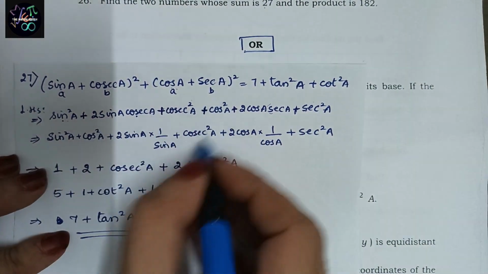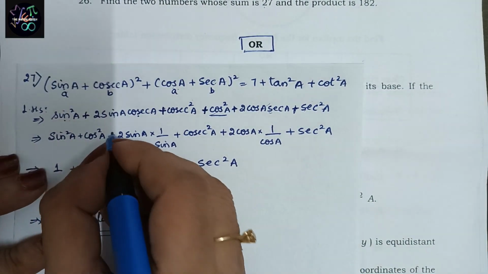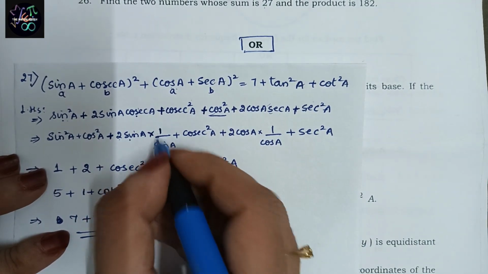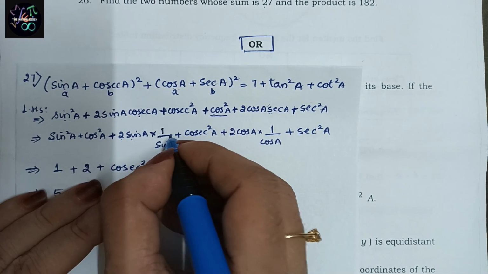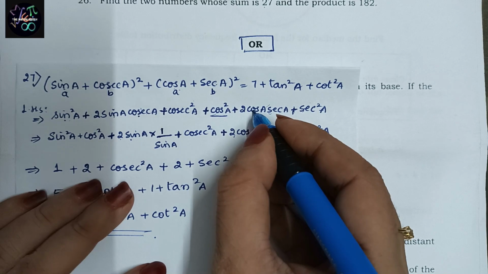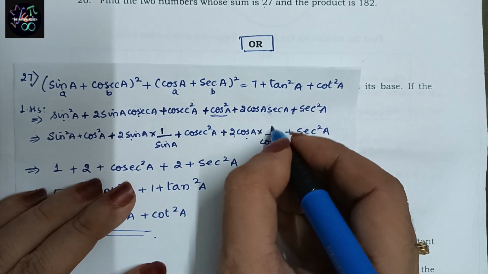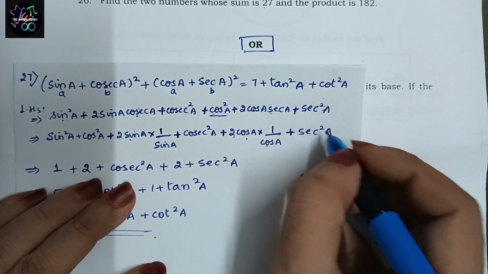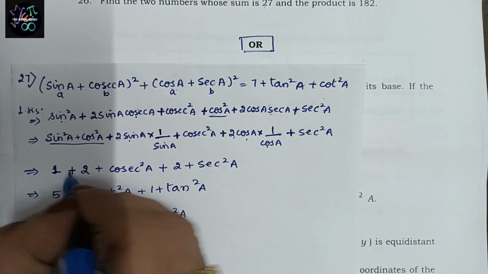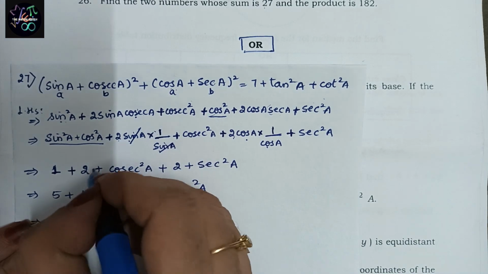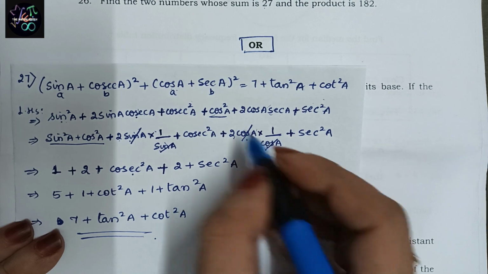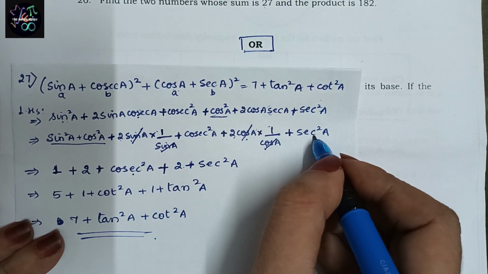Sin square A plus cos square A, this cos square I brought near, plus 2 as it is, sin A as it is, into cosec A, which is nothing but 1 by sin A. We know the reciprocal ratio, cosec value is 1 by sin, plus this cosec square A as it is, plus 2 as it is, cos A also as it is, and we know sec is 1 by cos, plus this sec square A as it is. Next, sin square A plus cos square A is nothing but 1, plus this sin A got cancelled, 2 ones are 2, plus this cosec square A as it is, plus cos got cancelled, 2 ones are 2, plus last one sec square A as it is.